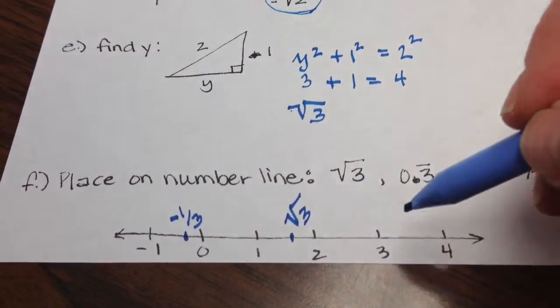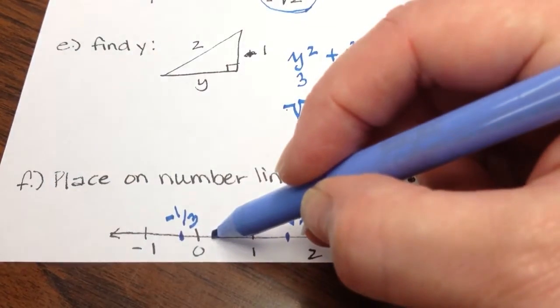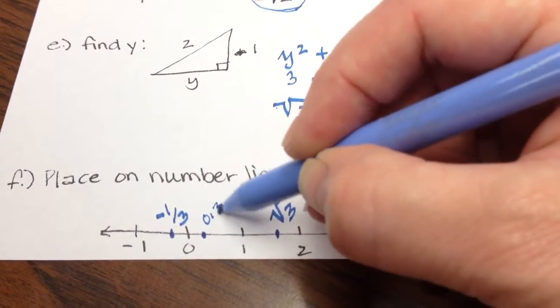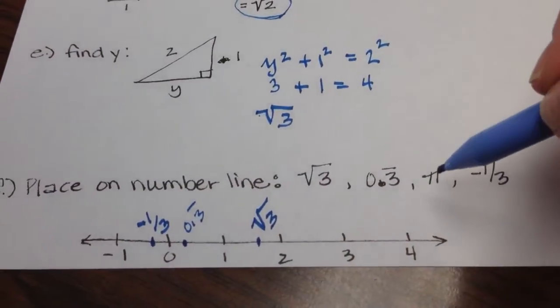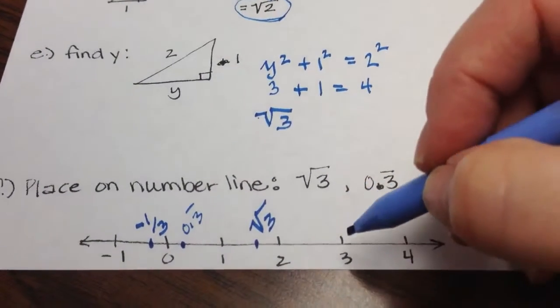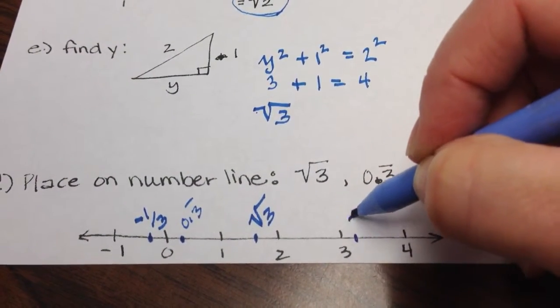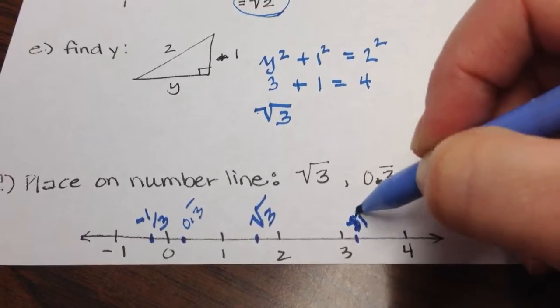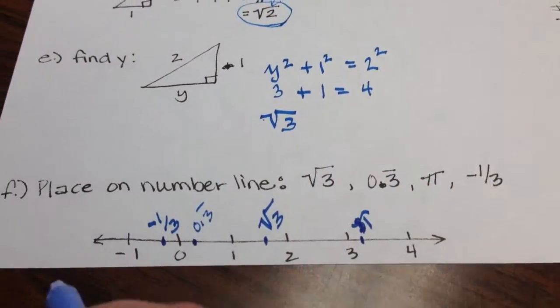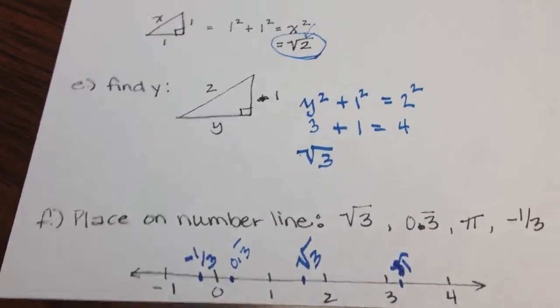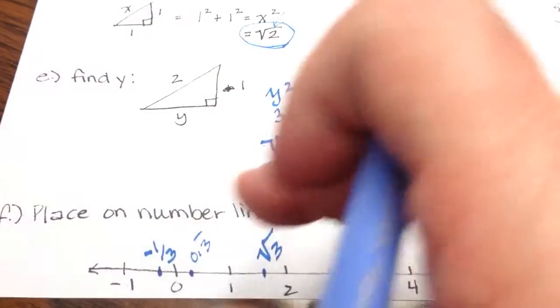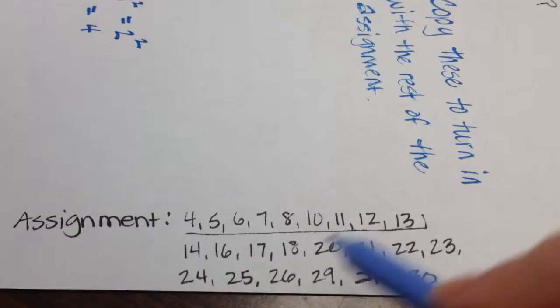0.3333, that's not quite 1 yet, right? It's going to be closer to the 0. And pi, it's going to be 3.1 something or other, 3.14. Oops, you can just write pi. Okay, so they're going to have you do that, so you need to be really good at it. Just let that soak in. Yeah, good job.